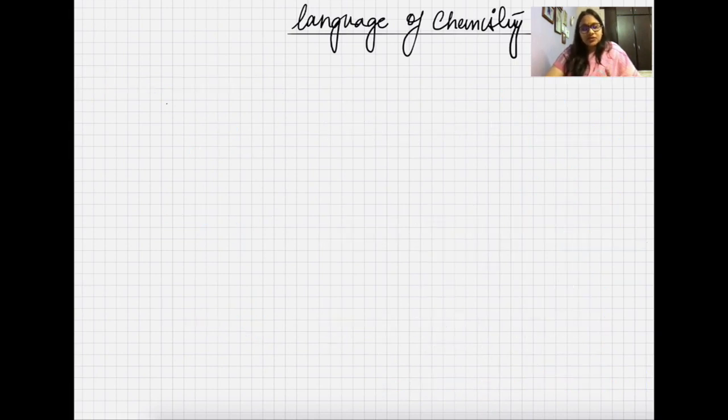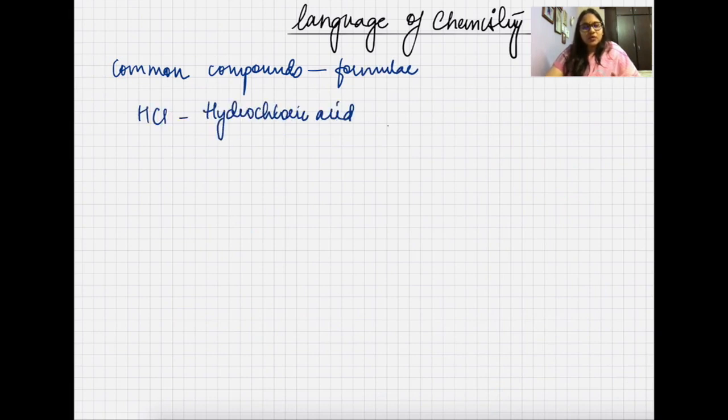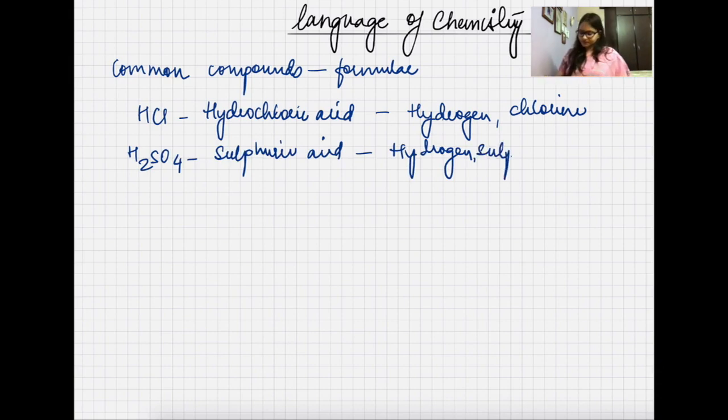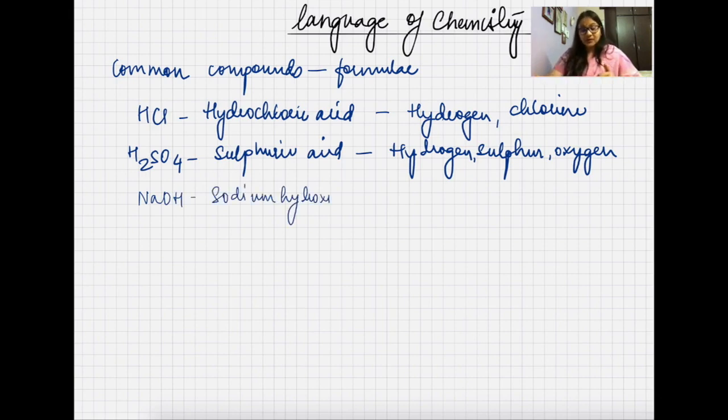The next topic that we will look at in chemical formula is the most common compounds and their chemical formula. Now the most common compounds and their chemical formula are already listed in your textbook, on page number 5. There are a lot of compounds mentioned on page number 5 along with the elements present in the compound and its chemical formula.